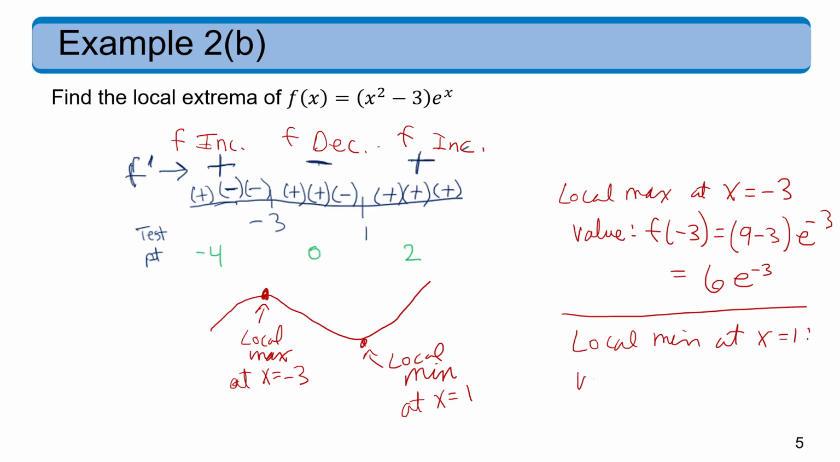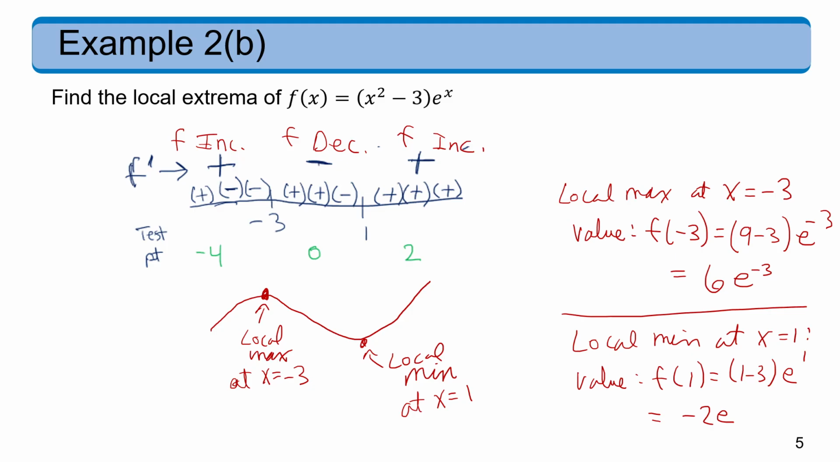To find the value of that local min, just plug 1 into f. And we get 1 minus 3 times e to the first power, and that simplifies to negative 2e. So that's the y-coordinate of that local min.